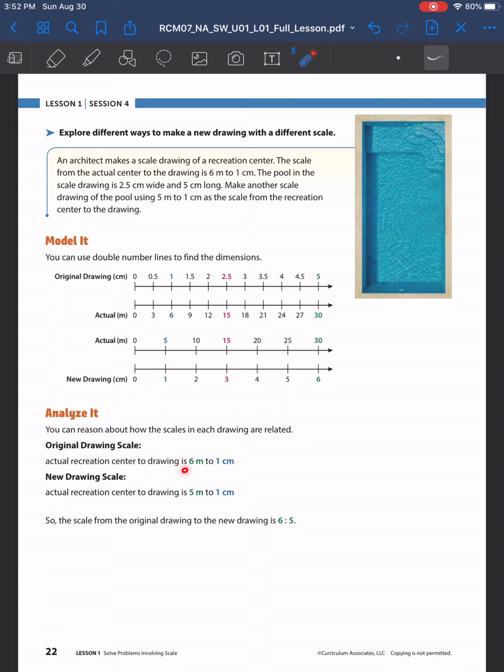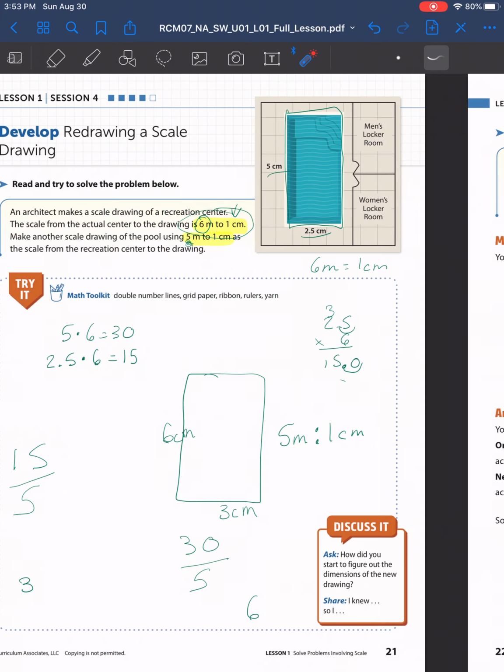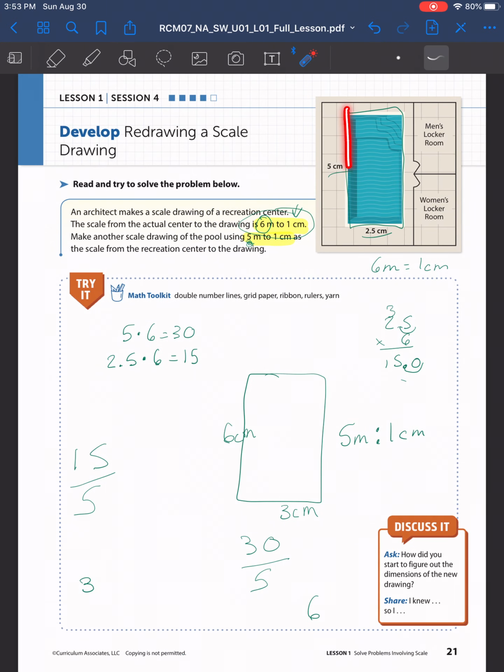You can reason about how the scales in each drawing are related. The original scale was 6:1, the new drawing scale is 5:1. So the scale from the original drawing to the new drawing is 6:5. So what they're doing is taking the original scale drawing to the new scale drawing would be 6:5, okay? So if I was comparing the original one that the architect did, and then mine, I would say the scale would be 6:5.